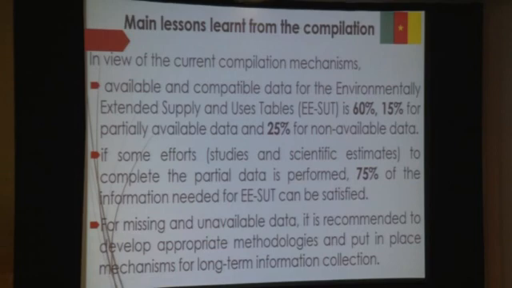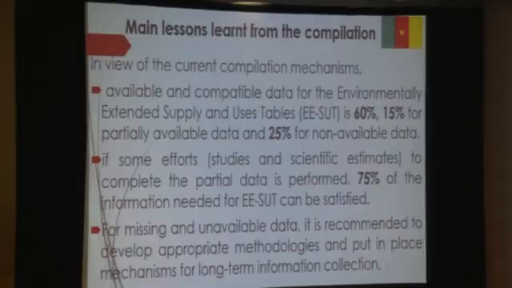So, what lesson can we take from the data collection mechanism in place? Available and compatible data for the environmentally extended supply and use table, we presently estimate at 60% useful, high-quality data, 15% partially available data, and 25% non-available data. And if some efforts, like scientific estimates and exploratory studies in this field, are made, 75% of the information needed for the extended supply and use table can be provided.